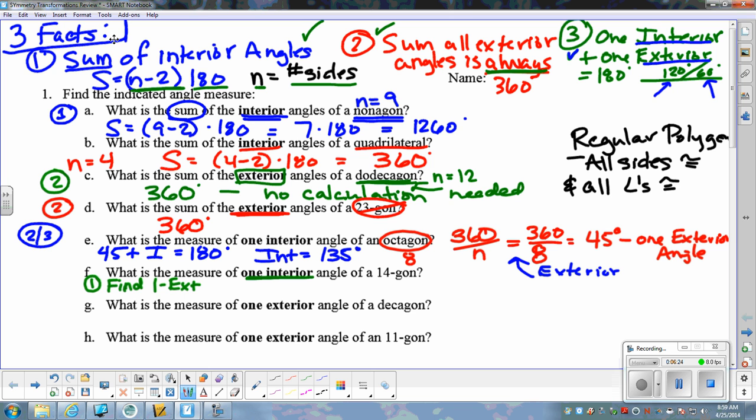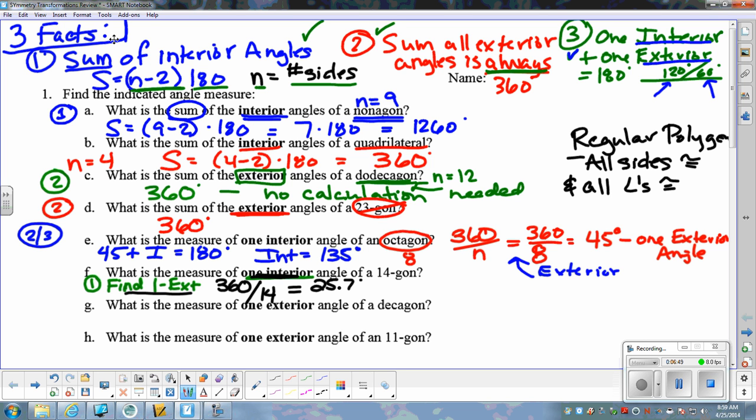So going back to part F, I'm going to first find one exterior angle. Since I know the sum of all exterior angles is 360 degrees, if I divide that by 14, the number of sides, each exterior angle is going to be 25.7 degrees. Now, you have to be careful.